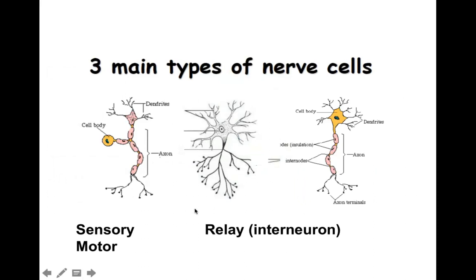So there are three main types of nerve cells. There's the sensory cell, which is illustrated here, where we're actually picking up external signals. There's a relay cell, which communicates back and forth from sensory to motor. And then there's the motor cell, which is indicated by this one on the far right. Here's the cell, here is the myelin sheath, and here are the axon terminals where it's actually communicating with something.